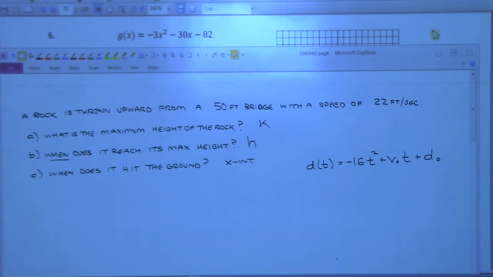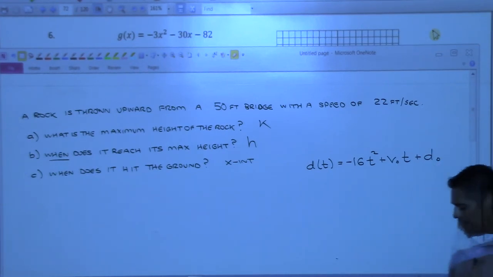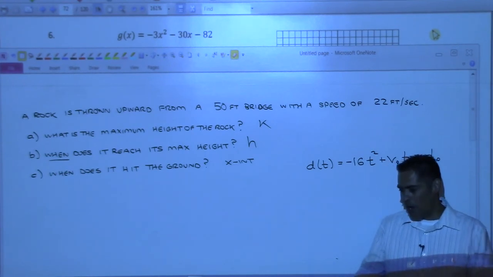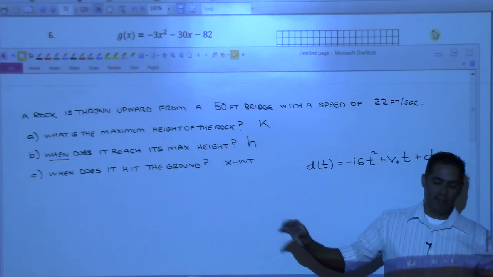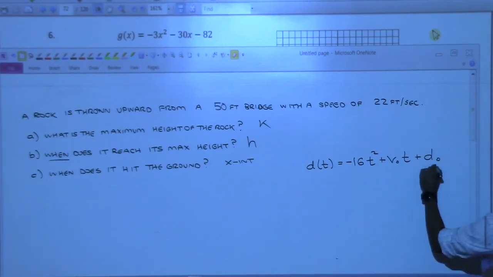What's the 50 in here? D naught. This is the initial height, right? That's the height the rock starts at, 50-foot bridge. Now, if you're standing on a 50-foot bridge and you have a rock here, of course it's not going to be 50 because it depends on where you're holding it. But let's just say 50, all right? So 50-foot bridge, this is going to be 50.